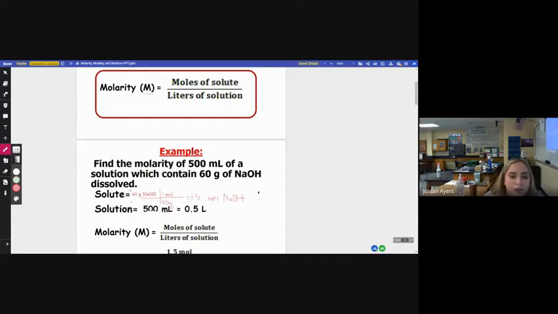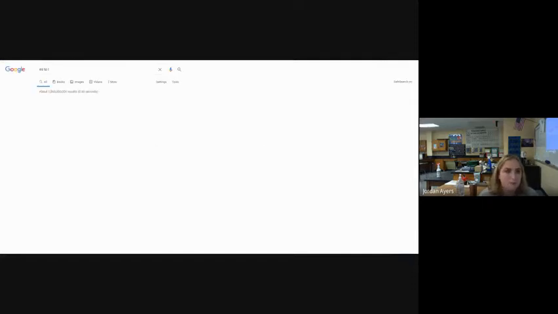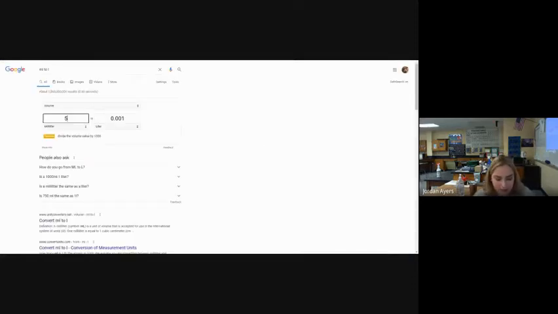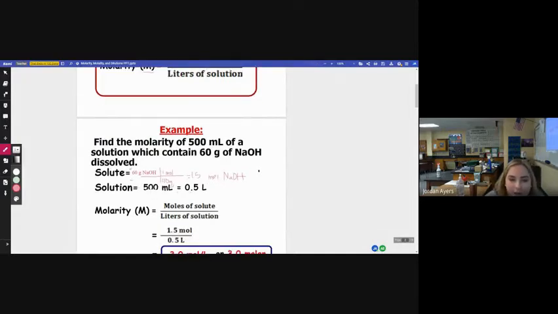For our solution, we need to go from milliliters to liters. The easiest way to do that is you're just going to go to Google and do mL to L. You just type in how many milliliters you have, and it shoots out how many liters you have. So I don't expect you to just remember that conversion. Just do that for now. So we have 0.5 liters of solution.